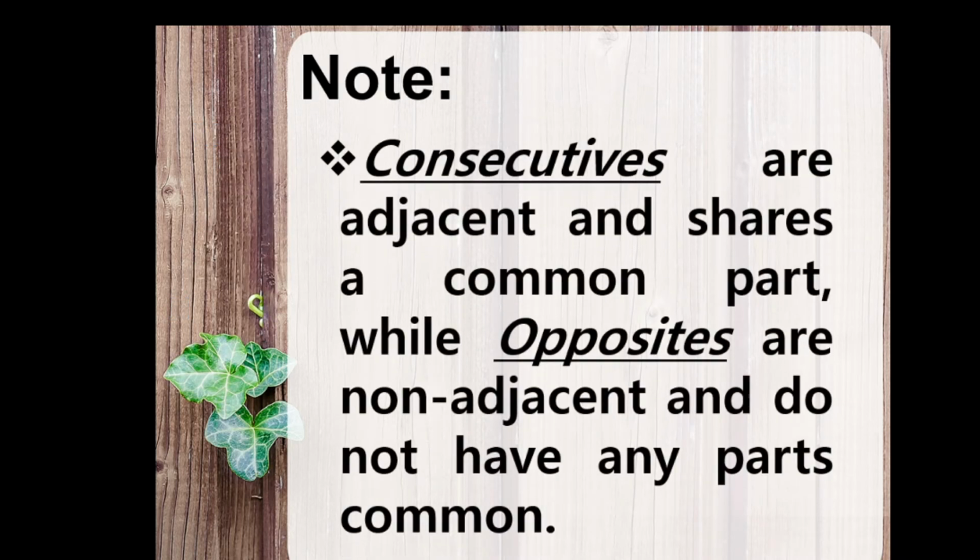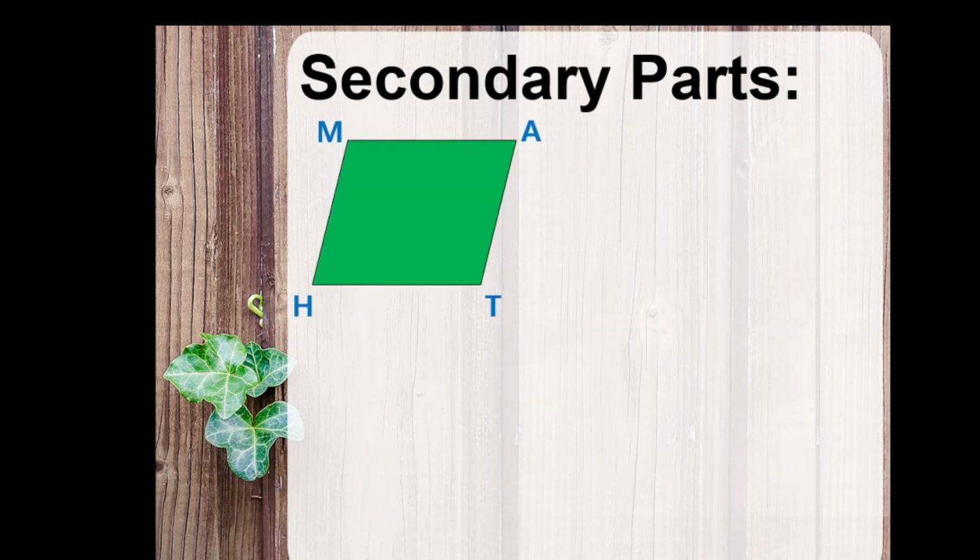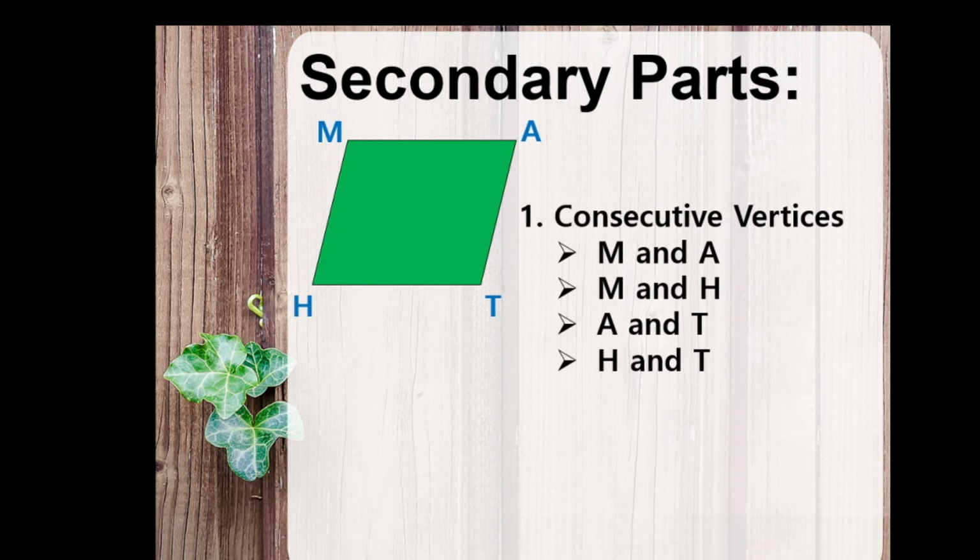Take note that when we say consecutive, these are adjacent and share a common part, while opposites are non-adjacent and do not have any parts in common. So let us go to the secondary parts of a quadrilateral. The first secondary part is the consecutive vertices. Consecutive vertices are the vertices which are adjacent and share a common part.